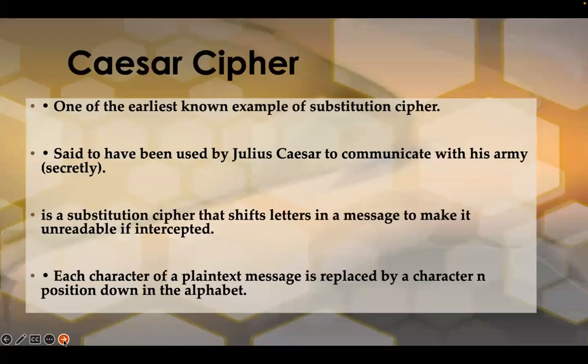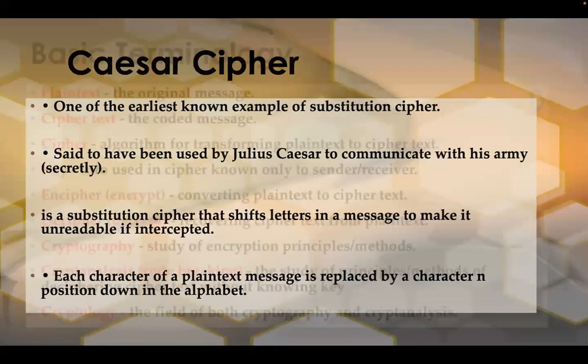Caesar cipher is one of the earliest known examples of a substitution cipher. It is said to have been used by Julius Caesar to communicate with his army secretly. It is a substitution cipher that shifts letters in a message to make it unreadable if intercepted. Each character of a plaintext message is replaced by a character some positions down in the alphabet.